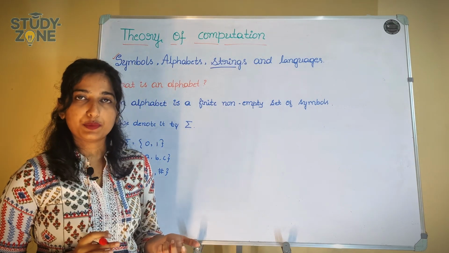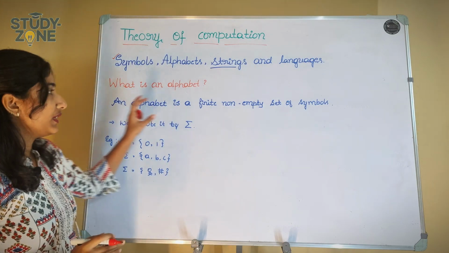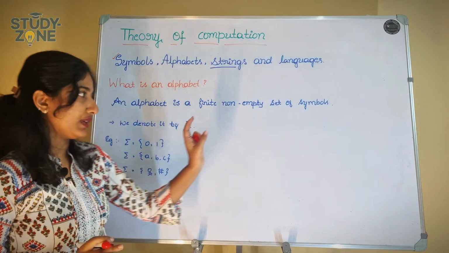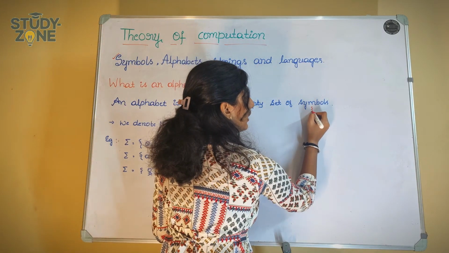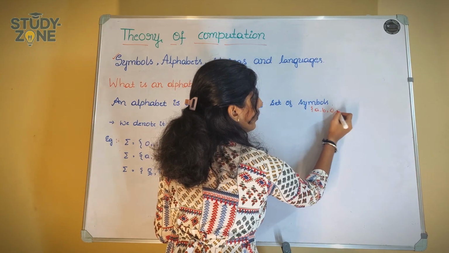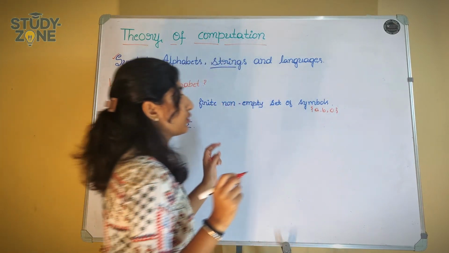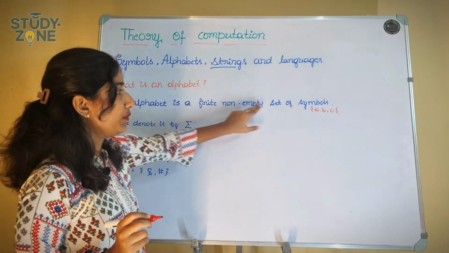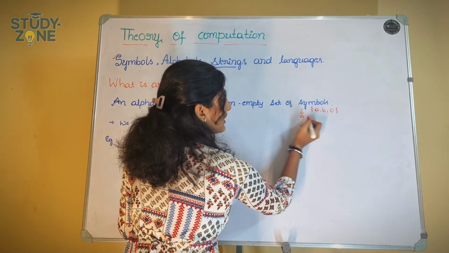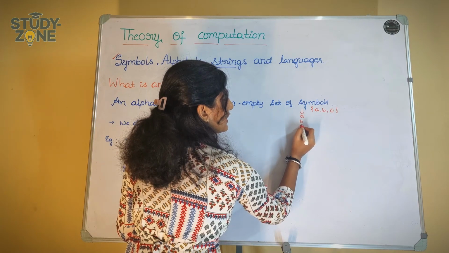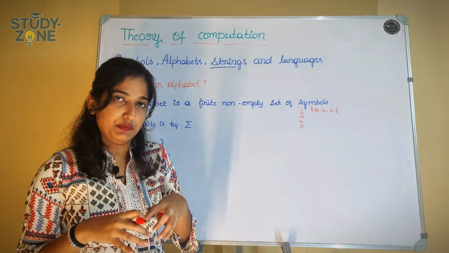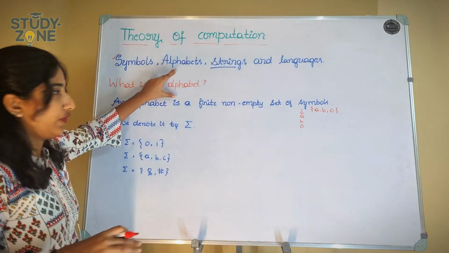So what is an alphabet? An alphabet is a finite non-empty set of symbols. Remember this one, a symbol can be A, or B, or 0. It can be anything. Symbol means only one letter. A is a symbol, B is a symbol, 0 is a symbol, like that. So a finite non-empty set of symbols is called an alphabet.